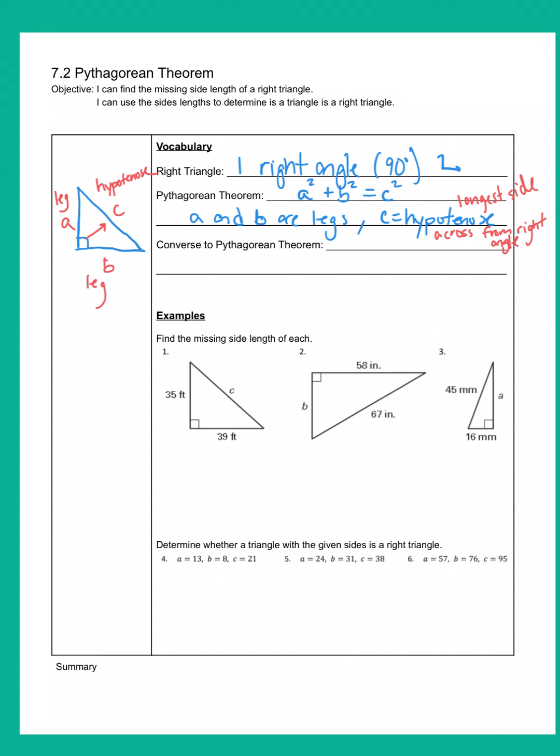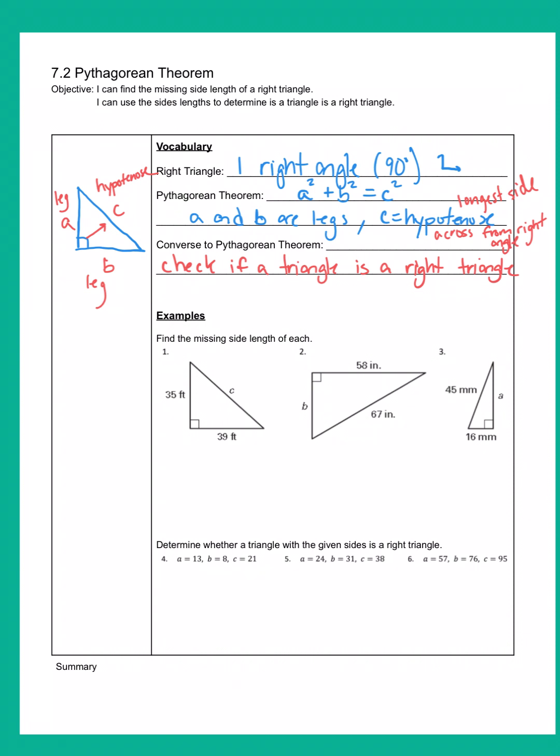Okay, and then we have the converse to the Pythagorean theorem, and that is when we're going to use the Pythagorean theorem backwards. We can use this to check if a triangle is right. If you have a triangle and you're not sure if it's a right triangle or not, we can plug it into the Pythagorean theorem, and if we get something that's true, then it's a right triangle. If we get something that's not true, then it would not be a right triangle.